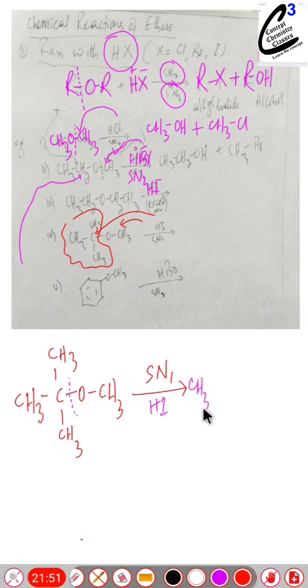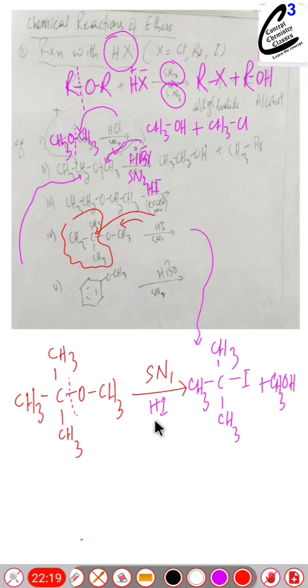So we will have this as the intermediate. This carbon will have a positive charge. To this positive charge, iodide ion will attack to form this tertiary haloalkane, and to this O hydrogen will be attached. So this would be our products. A tertiary haloalkane and methanol will be formed as the products in this case. Okay, these are the products for this reaction.